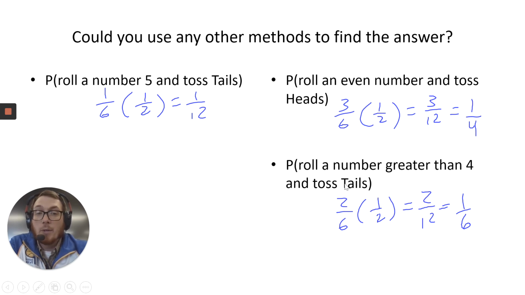Toss a number greater than 4, that would be 2 out of the 6 options because you could get a 5 or a 6, times 1/2, and you get 2 out of 12, and that simplifies down to 1/6 because you could have cross-simplified the 2's here to get an answer of 1/6.